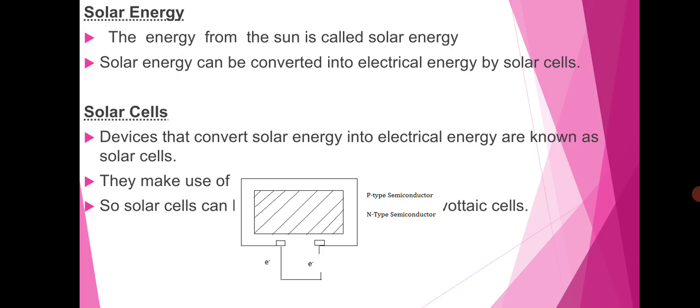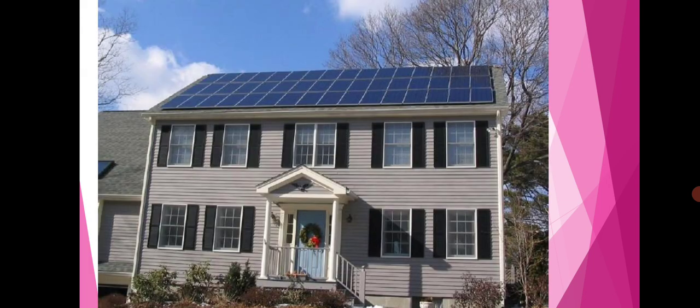Normally, the solar cells contain the p-type semiconductor as well as the n-type semiconductor, and they are in close contact with each other. So this is a diagram of a solar panel which is placed on the top of the home. When the solar rays fall on the top layer of p-type semiconductor, the electrons from the valence band get promoted to the conduction band and cross the p-n junction into the n-type semiconductor.